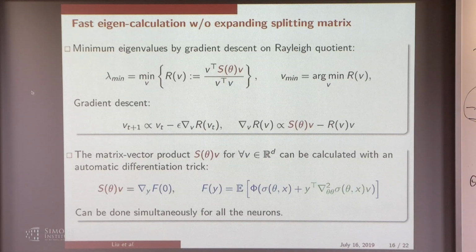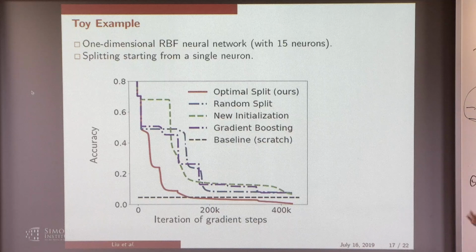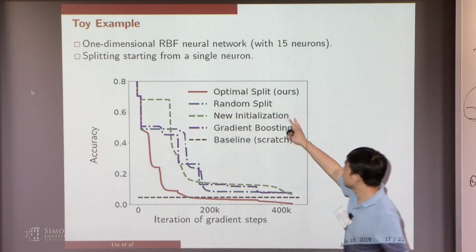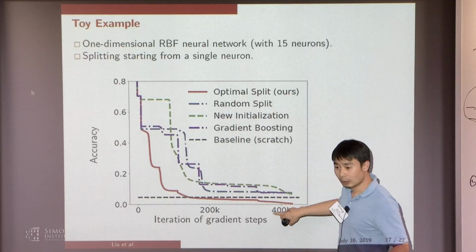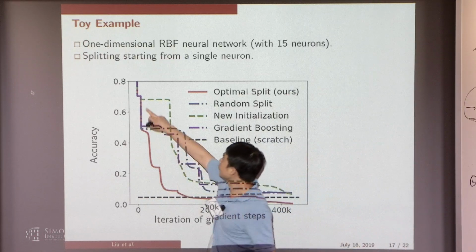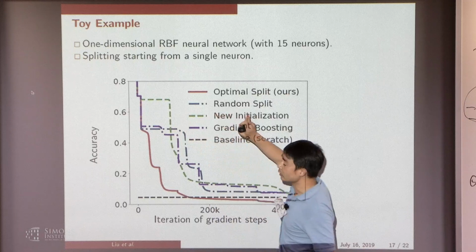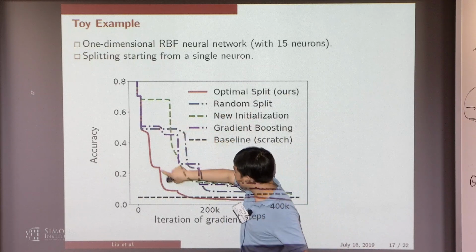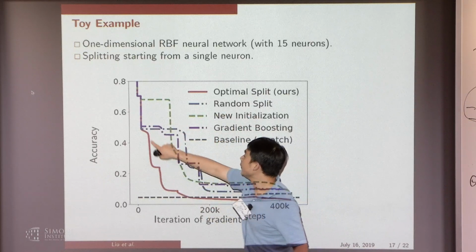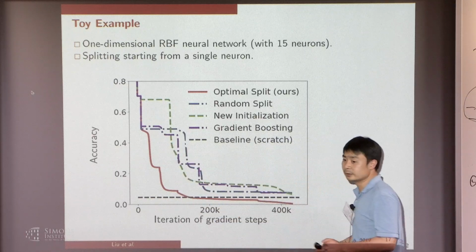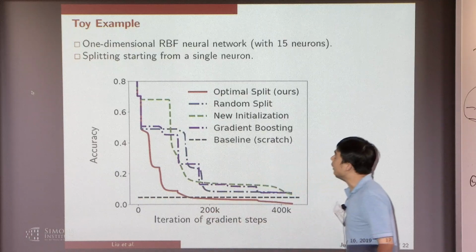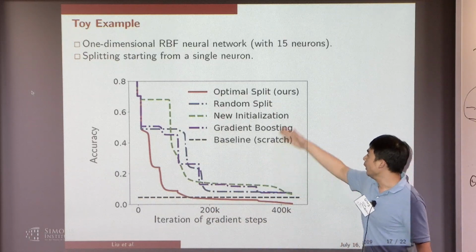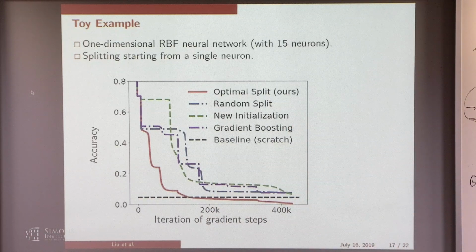Okay, so now we have some empirical results. So here's a simple toy example. The x-axis is the number of iterations of the gradient descent. So here we are splitting starting from one single neuron. You can see that these cliff points are when we are splitting the neurons. And you can see that it really looks like escaping a saddle point. And then that's a bunch of baselines.